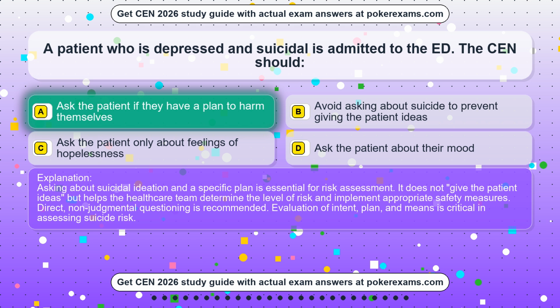Asking about suicidal ideation and a specific plan is essential for risk assessment. It does not give the patient ideas but helps the healthcare team determine the level of risk and implement appropriate safety measures. Direct, non-judgmental questioning is recommended. Evaluation of intent, plan, and means is critical in assessing suicide risk.